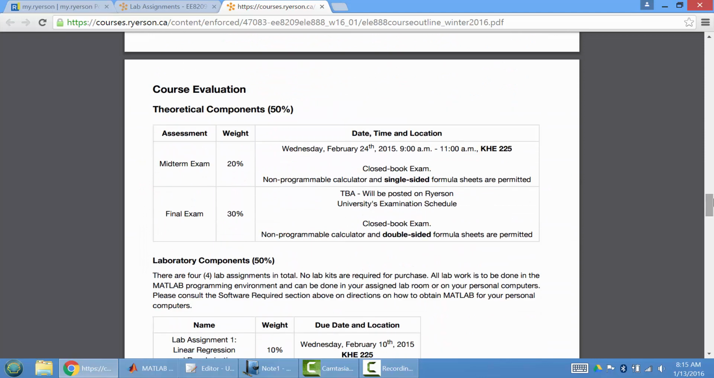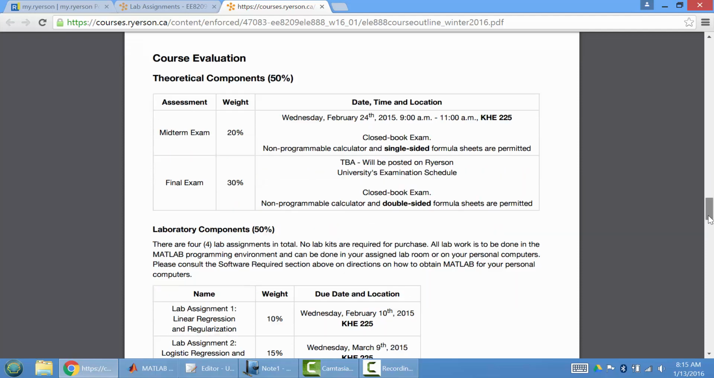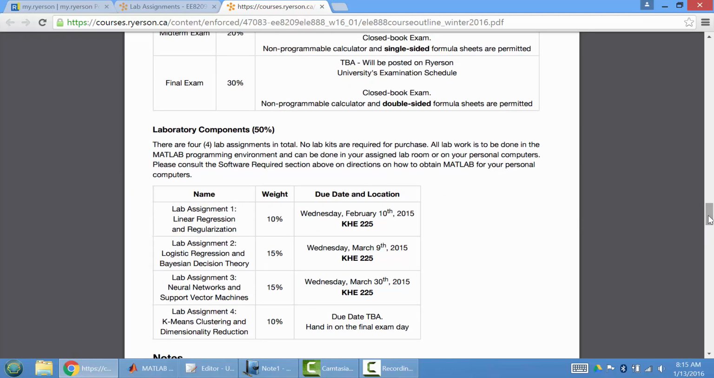Okay, so course evaluation, it's split 50-50. So there's a midterm and final exam. The midterm is 20%, and that'll be the Wednesday after the reading week. So the week before, we'll do a review, and then you have the reading week to study, and then you'll have the midterm following that. Final exam is 30%. I don't know what the day is. They'll tell me probably sometime in late March, and I'll post it online for you as soon as I find out. And then the lab components are 50%.